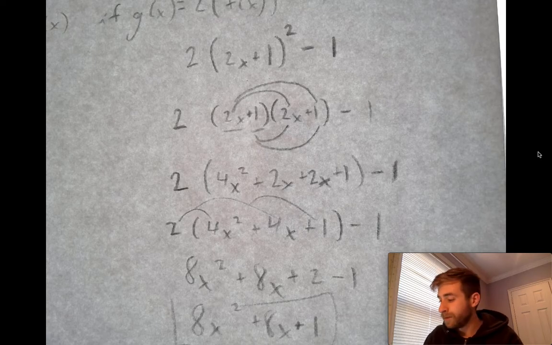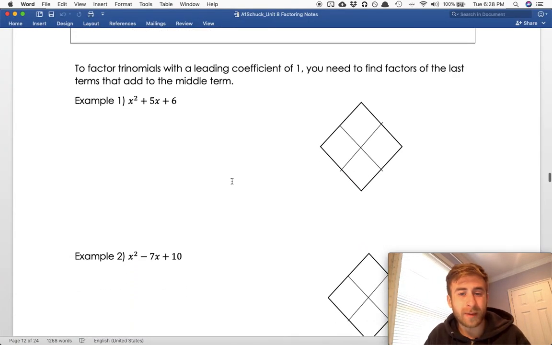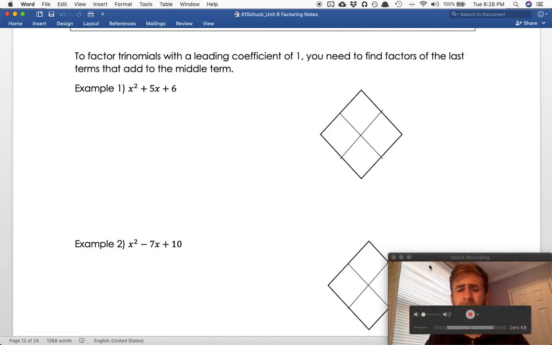Let's get to the actual work for today, which is trinomial factoring. And we're going to try to get through these 2 examples for this video, and then we'll call it at that.